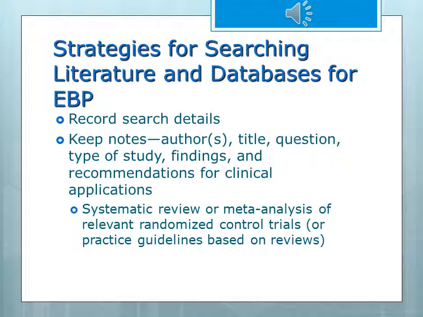As a general rule, systematic reviews, meta-analyses of relevant randomized controlled trials are usually considered sort of the gold quality. Those are the highest quality evidence that you can find. So randomized controlled trials, systematic reviews, or meta-analysis of randomized controlled trials are really what you're looking for.